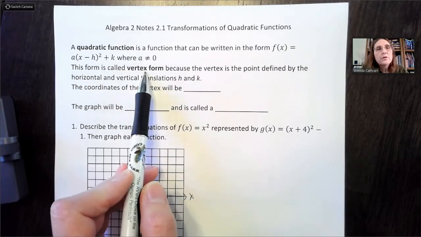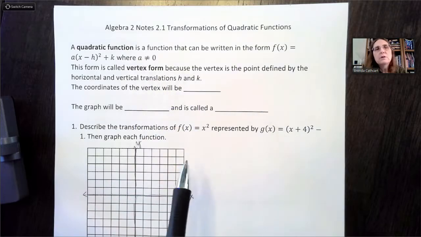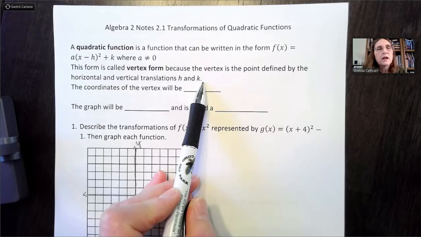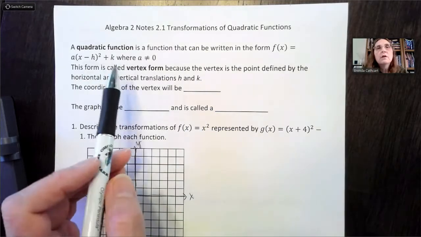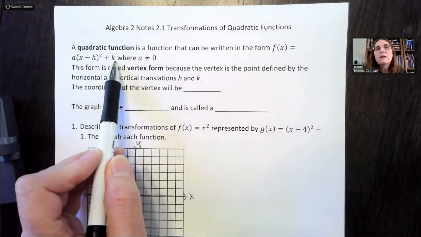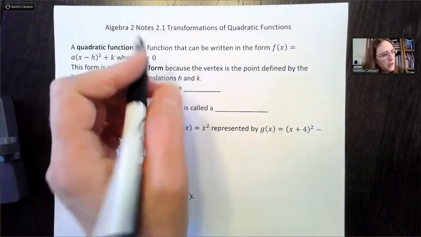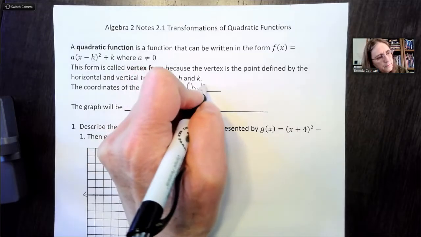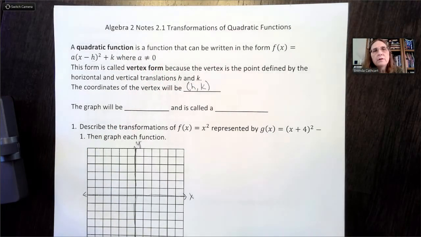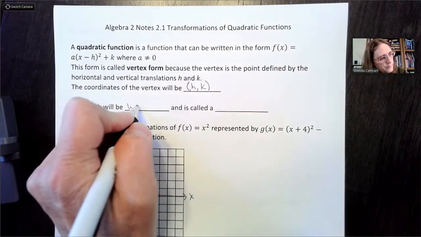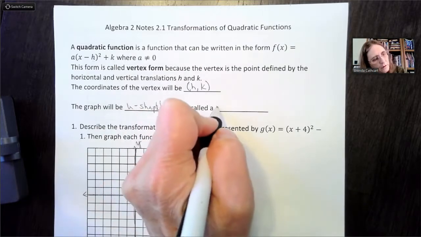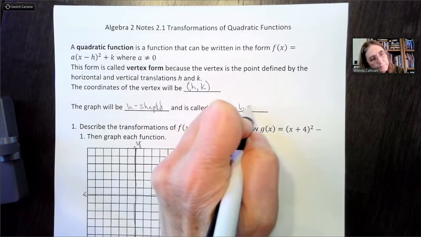This form is called vertex form because the vertex is the point defined by the horizontal and vertical translations h and k. Remember, when we're working on translations, h is a horizontal translation and k is vertical. So the vertex is the ordered pair (h, k). The graph of a quadratic function will be U-shaped, and that graph is called a parabola.